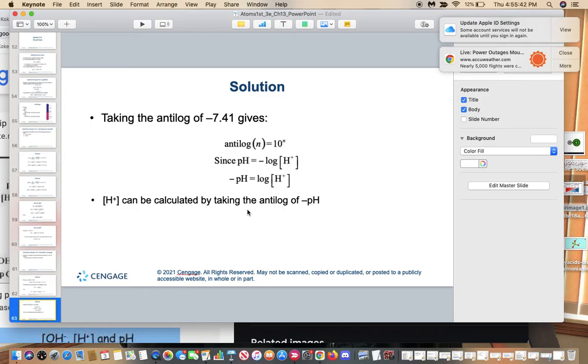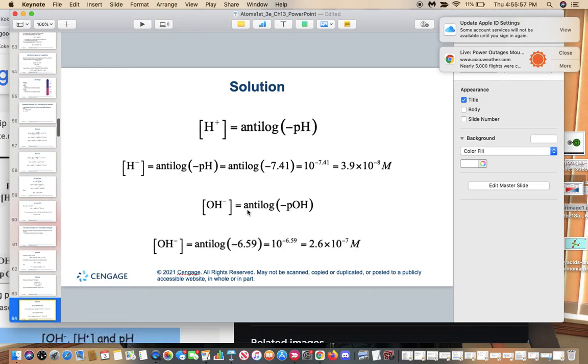then I need to take the anti-log. To get rid of a logarithm, you have to take the anti-log. The anti-log for log base 10 is just 10 to the x, or 10 to the n here. So in our case, the H plus is going to be 10 to the minus 7.41, which if you plug in your calculator is 3.9 times 10 to the minus 8.